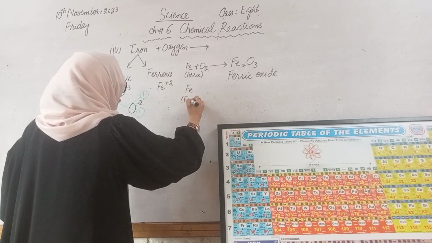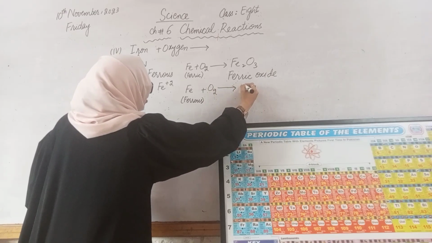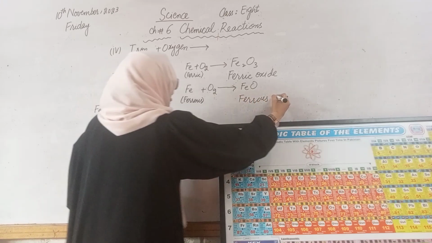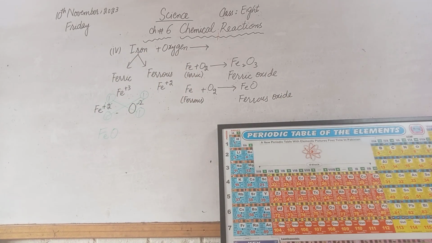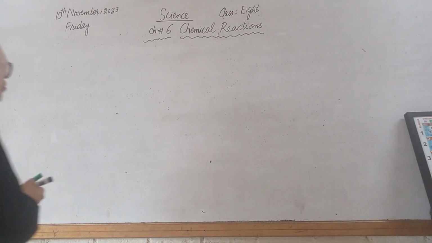FeO is ferrous oxide. So we do chemical reactions in a theoretical manner by this method, and with the help of symbols and charges we will be able to do the chemical reactions, and we will get the compound from the reactants as well.